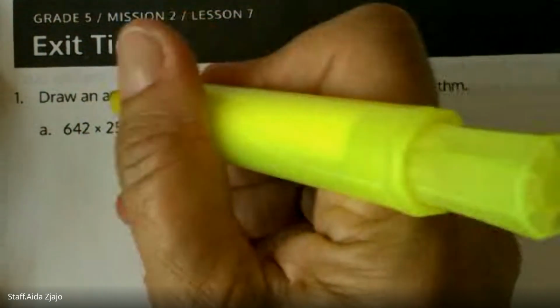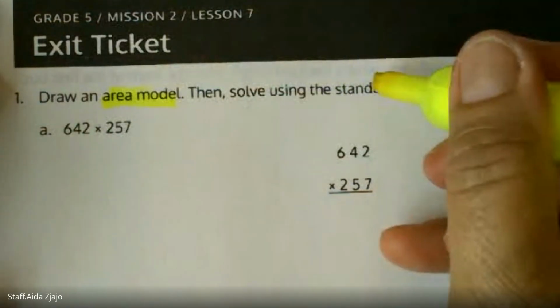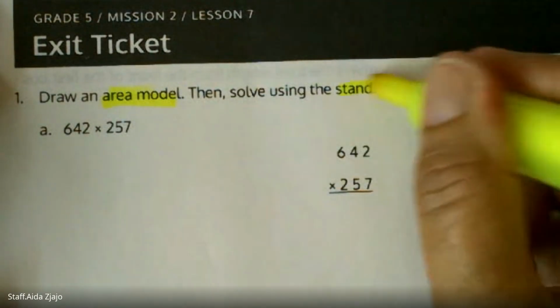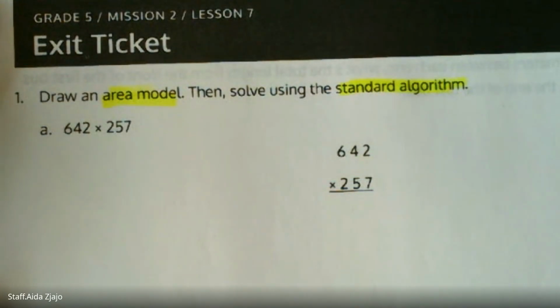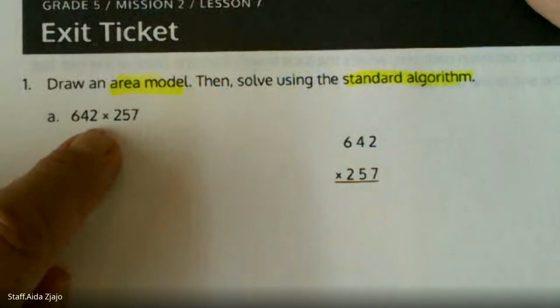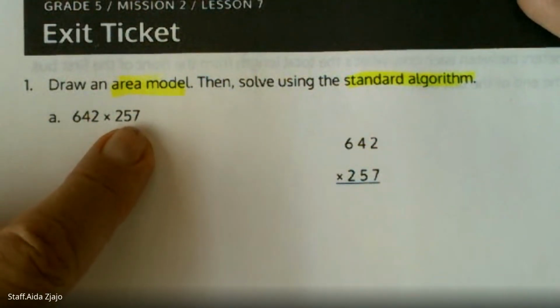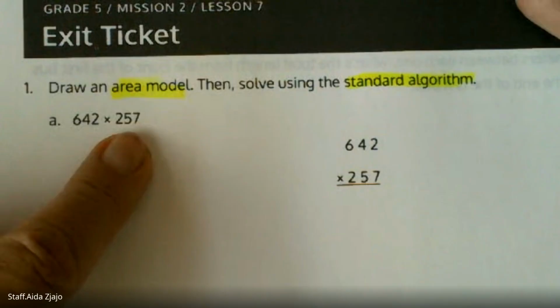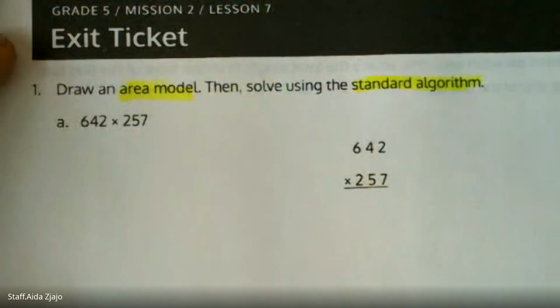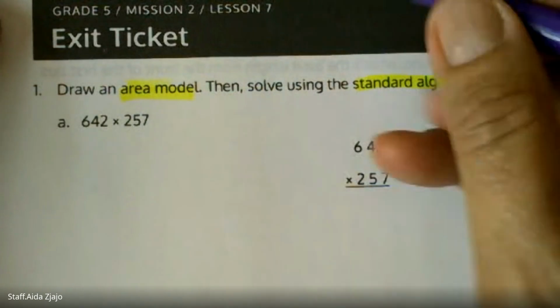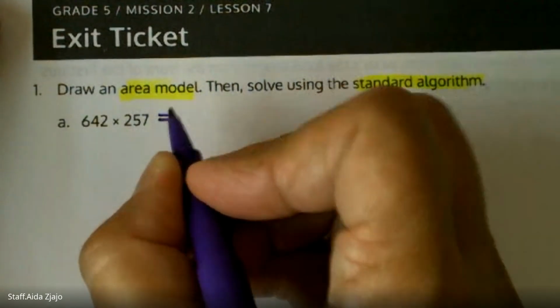Draw an area model, then solve using the standard algorithm. Okay, so 642 by 257. These are 3-digit by 3-digit numbers. So I'm going to use an area model and decompose on the bottom.